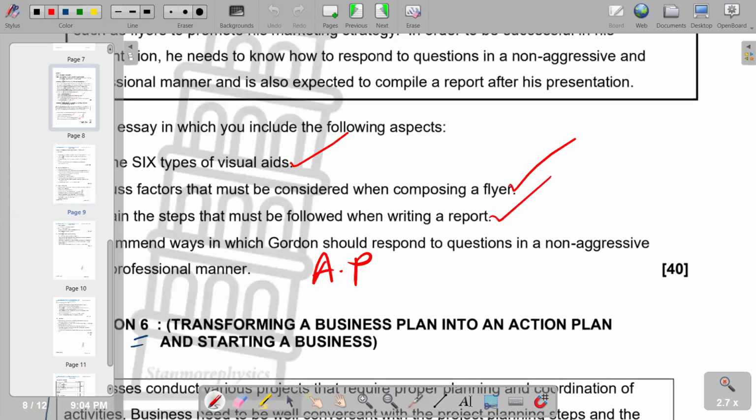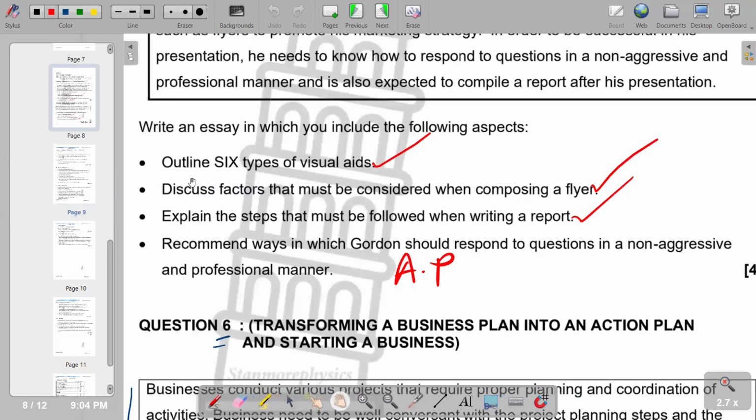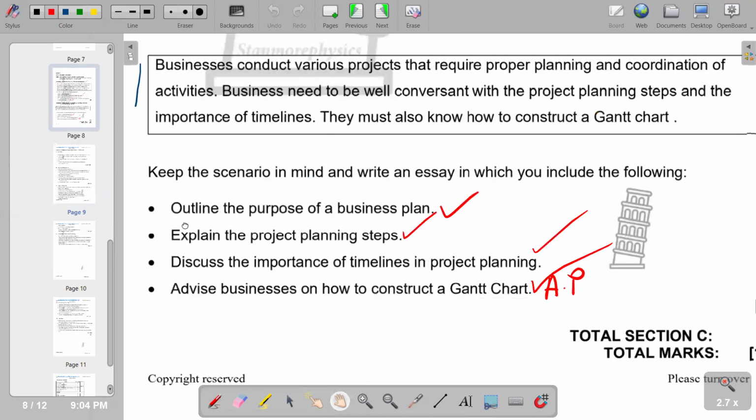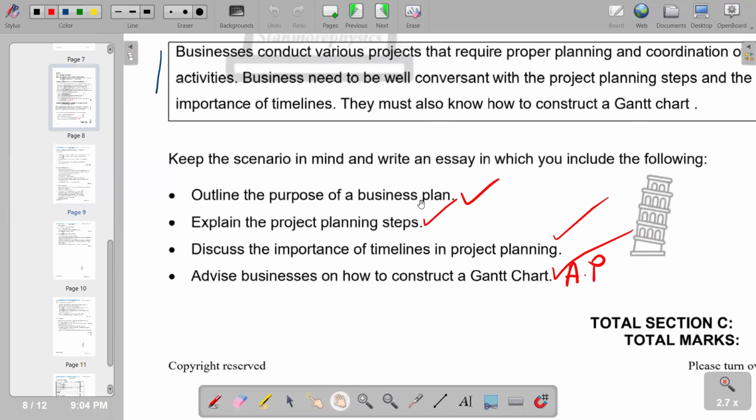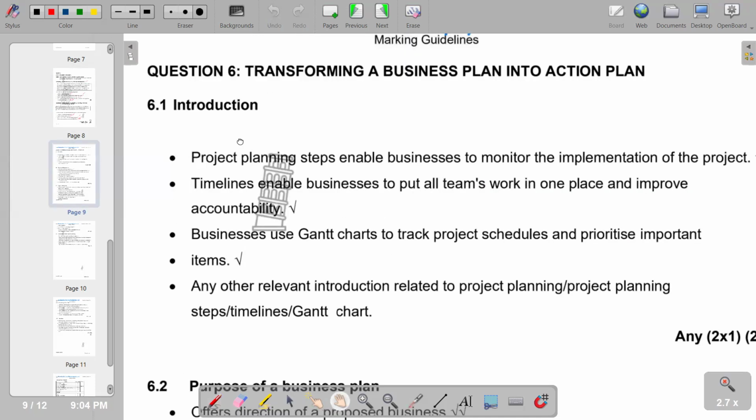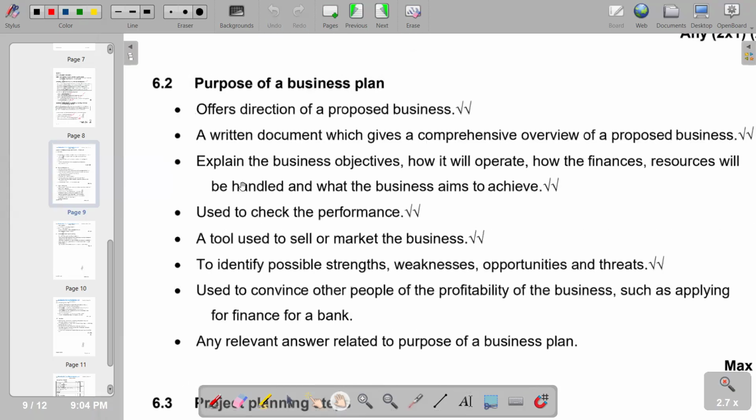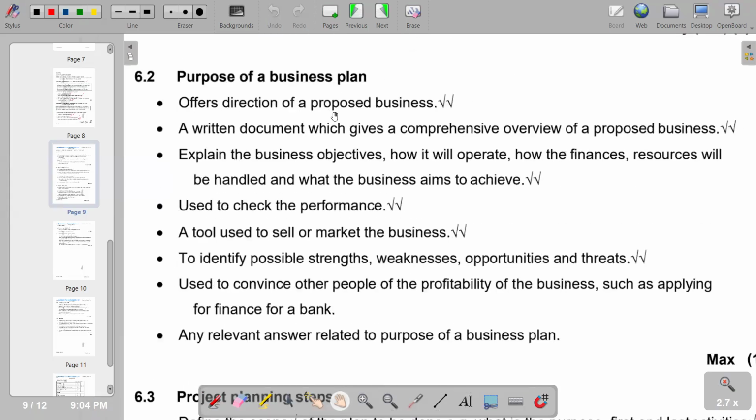And on the next part, it requires us now to go to the main part. On the main part, first part is outline the purpose of a business plan. So we outline the purpose of a business plan, whereby this is the purpose of a business plan. It offers direction of a proposed business, and it is also a written document which gives a comprehensive overview of a proposed business. So these are the purposes that we have of a business plan.